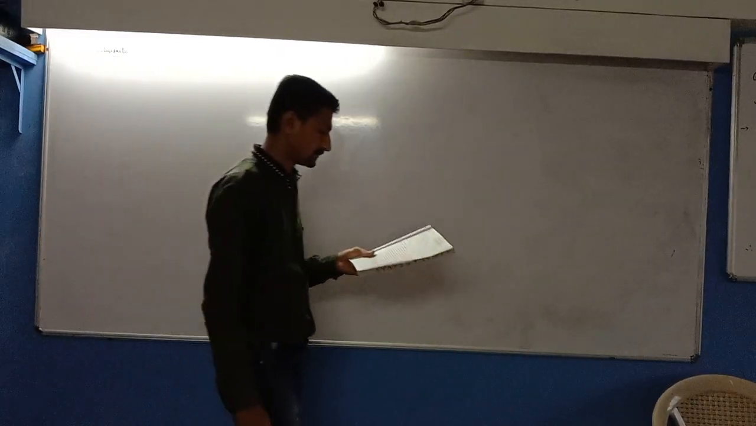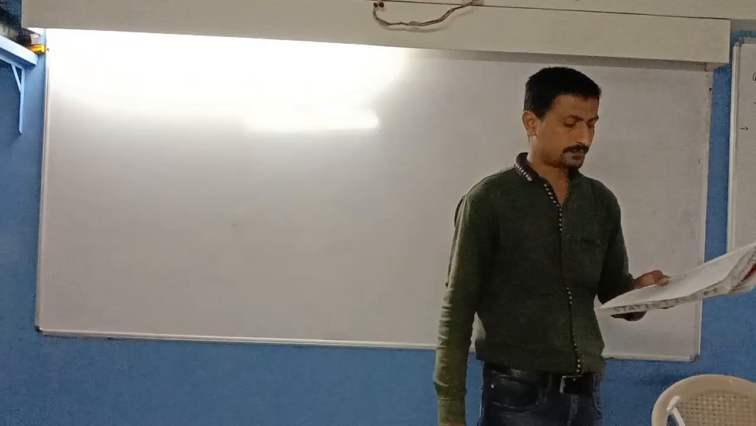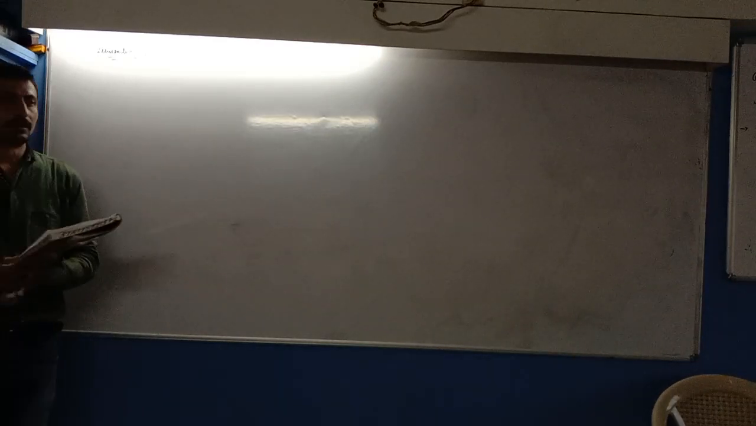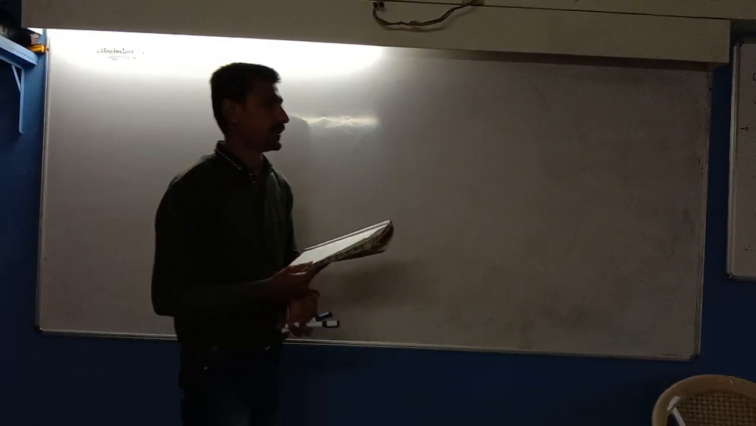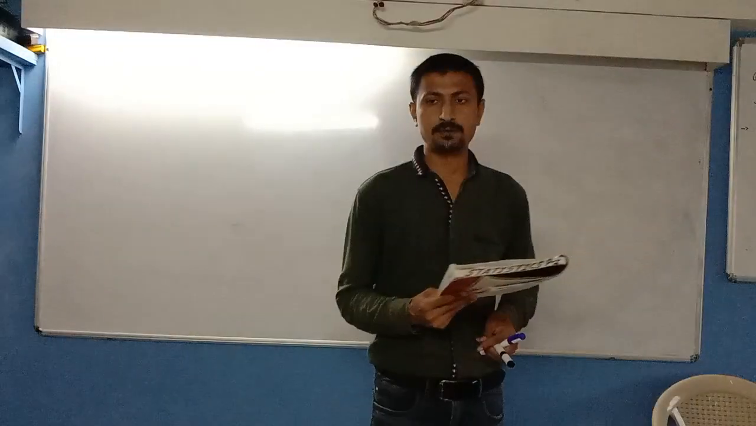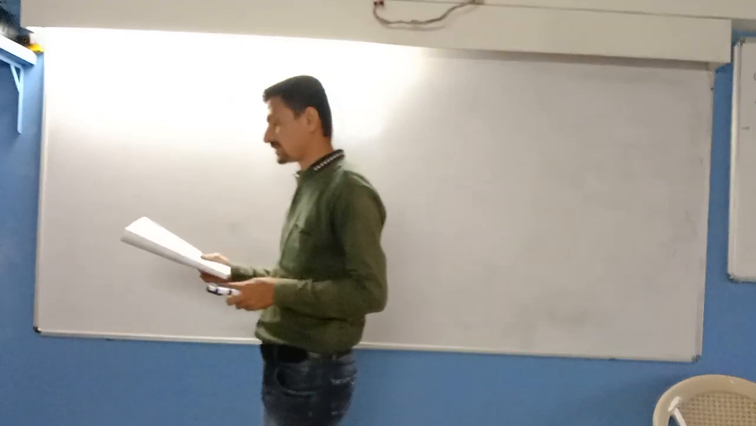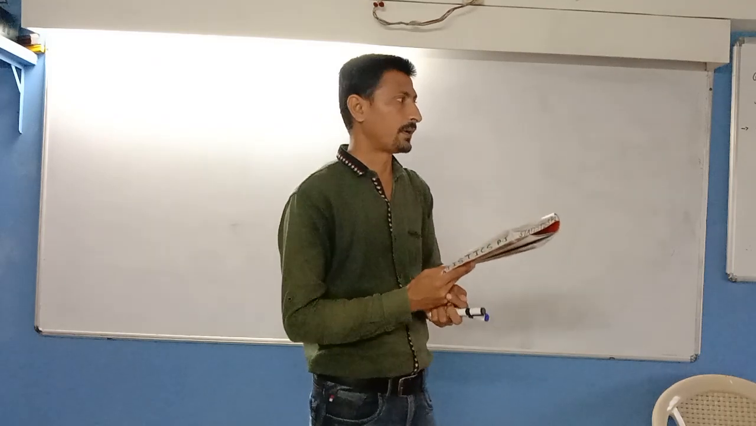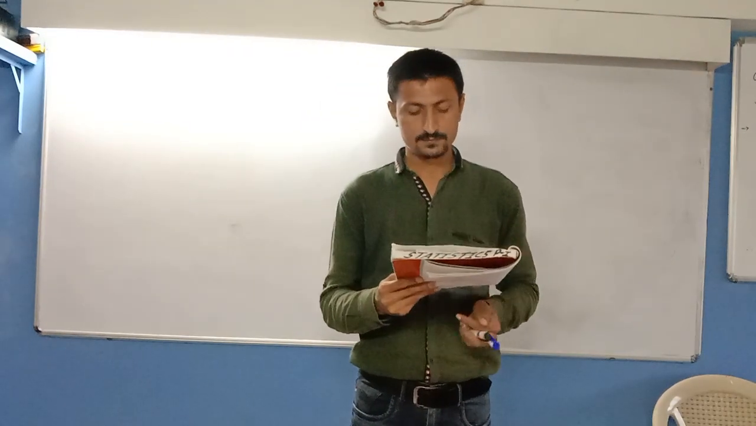And third, average quantity purchased is equal to 2010 plus 2011 divided by 2. Two years are given, so divided by 2. In purchase of groundnut, 2010 is 230 plus 250 in year 2011 divided by 2. So the average answer is 240.